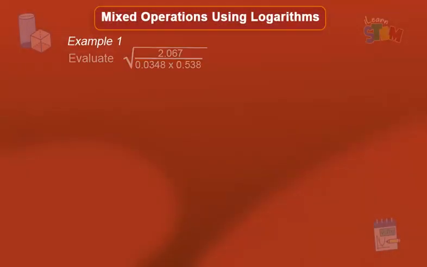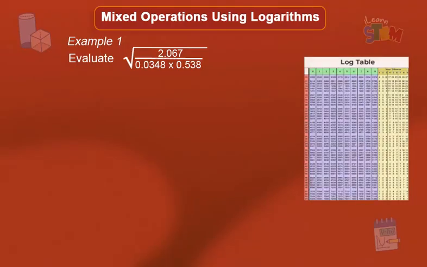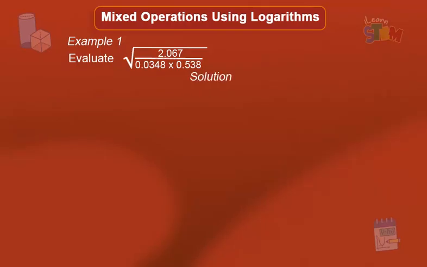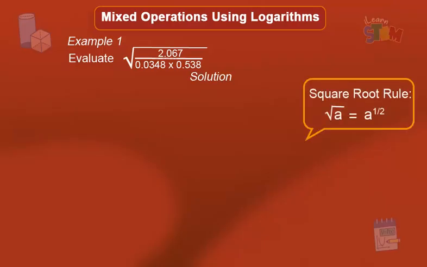Example 1. Evaluate the square root of 2.067 divided by 0.0348 multiplied by 0.538. Let us get our logarithm table ready. Solution. Recall the square root rule, which states that the square root of a number is the same as raising the number to the fractional power 1 over 2. So let's apply that here.